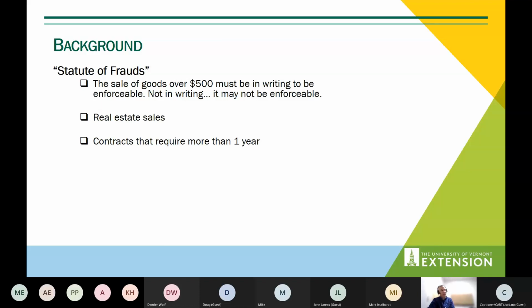Statutes of frauds also generally cover real estate sales. And if any of you have bought a home, you certainly have gone through the paperwork and signed things in triplicate and know that there's a large paper requirement there. Also, the concept of a contract that requires more than 1 year to fulfill. So as we go through the process of thinking maple sap, maple syrup, or anything else in the maple world, the duration of the contract going over 1 year could certainly indicate whether it does need to be in writing to be enforceable.